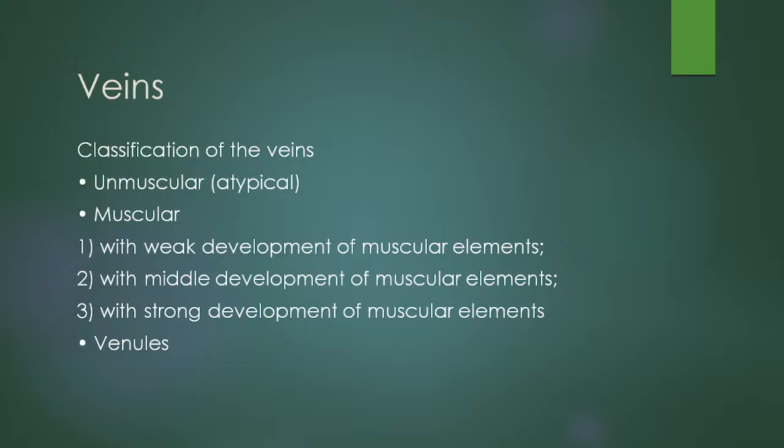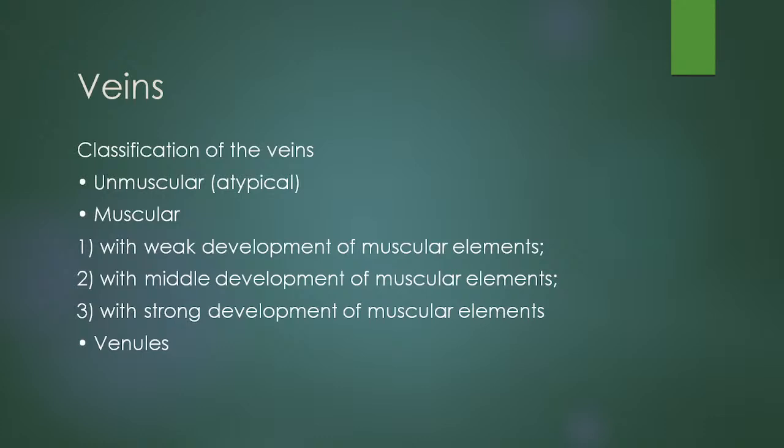And here you can see the classification of the veins. There are 3 types of veins: unmuscular, atypical, muscular, and venules. Unmuscular, atypical, muscular.